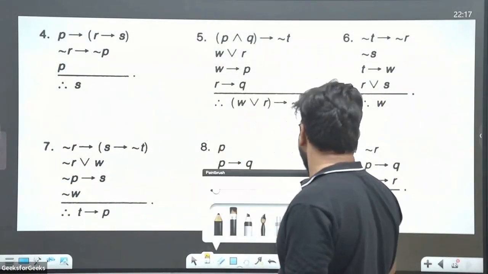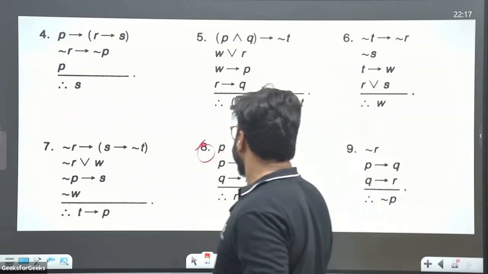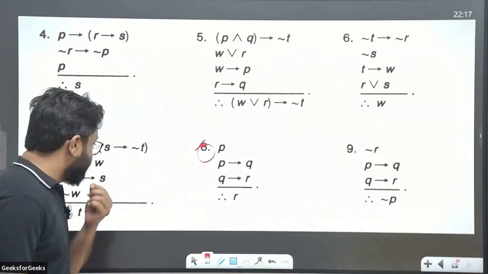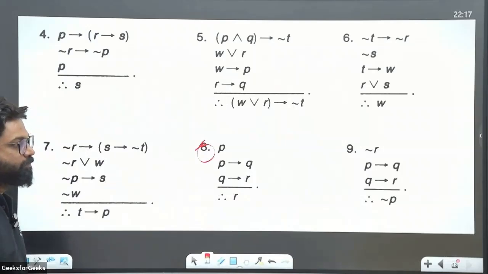First, solve question number 8 and tell me whether it is valid or not. Question number 8. Valid, sir. R, sir. Yes, valid. Okay. Now solve question number 6.